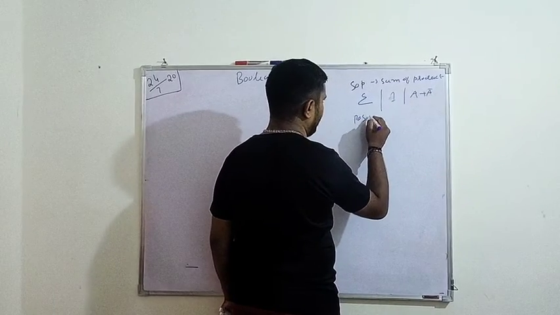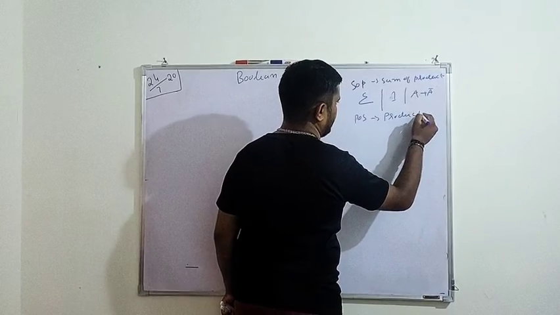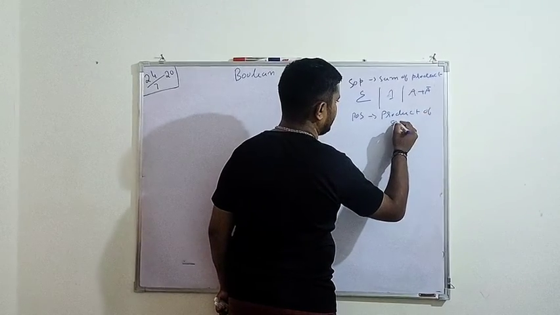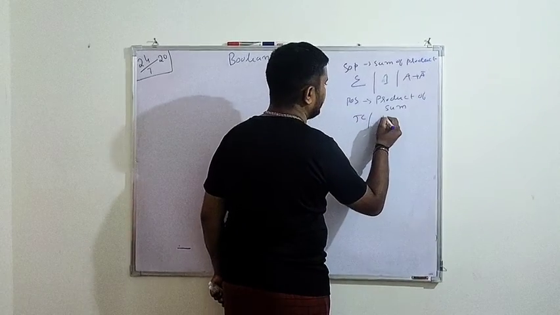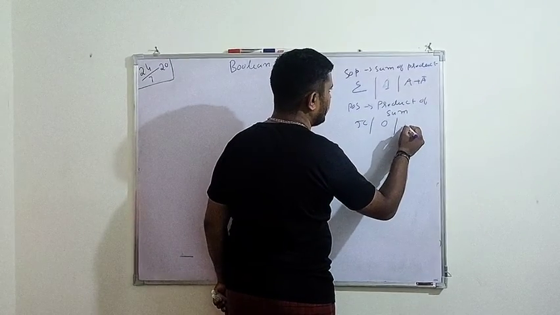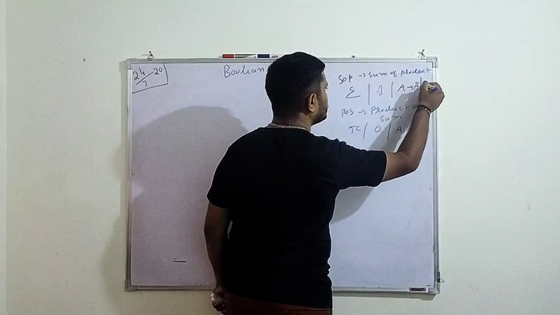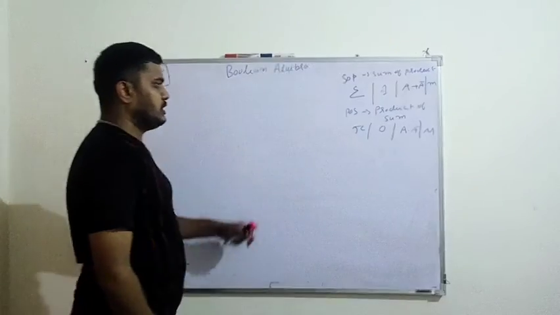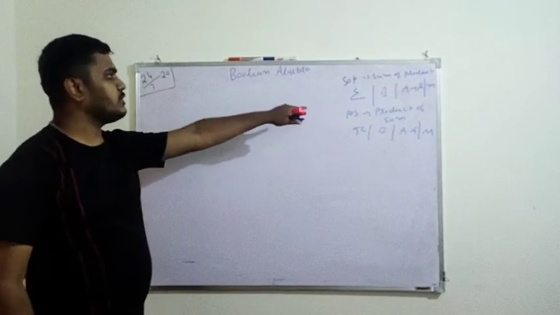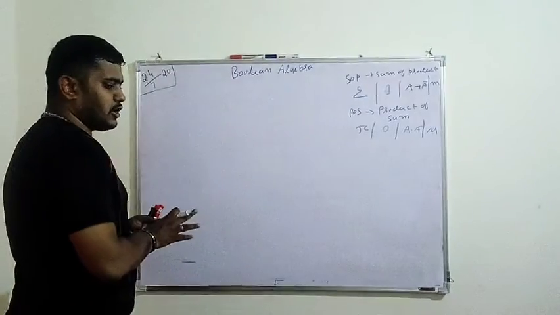POS means product of sum. Here pi is the value where the input is 0, and A into A bar is neglected. Here small m is the representation for SOP, and capital M is the representation for POS. You should remember this as one of the main points when you are going to solve sum of products. So now let us work on a sum.